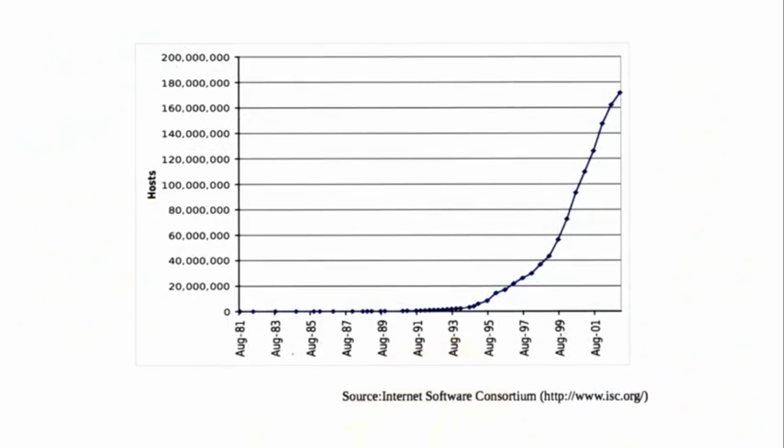Now, the Internet continued to grow, but the number of computers on the Internet really didn't start to take off until the mid-90s. You can see here that around August 1995, there were about 10 million hosts on the Internet, and 5 years later, there was an order of magnitude more hosts on the Internet, more than 100 million. During this period, the Internet experienced a number of technical milestones.